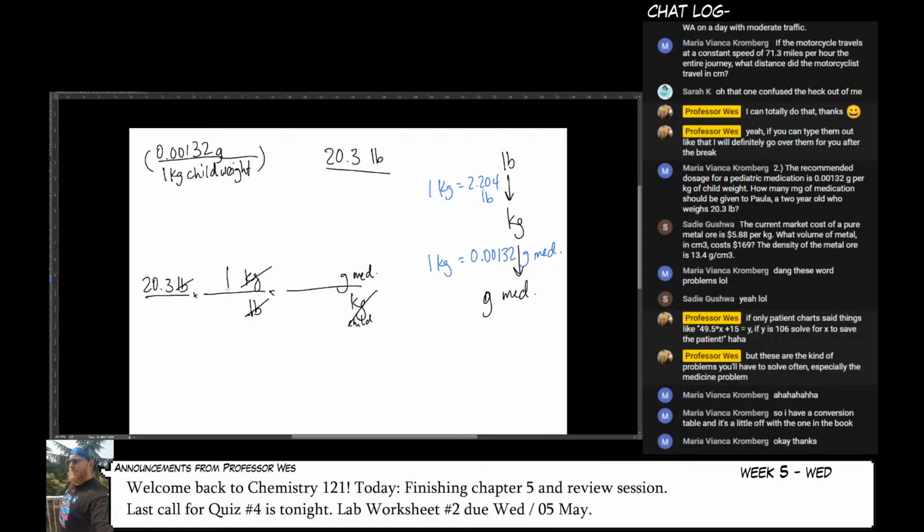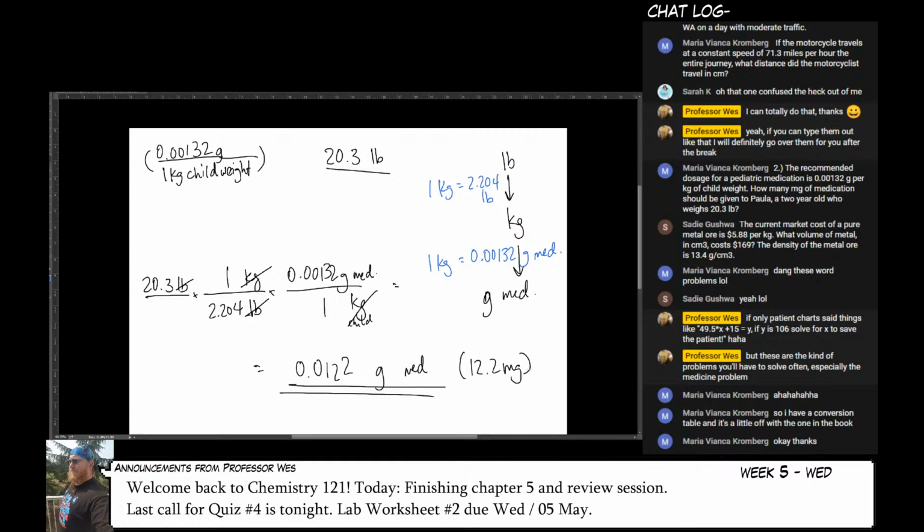All right, so 1 kilogram is 2.204 pounds. And then per kilogram of child, you administer this much medicine. So that'll be the grams of medicine that we administer. So we should give her 0.0122 grams of medicine, or 12.2 milligrams. So she gets the kiddo tablet. All right, that's the second one.